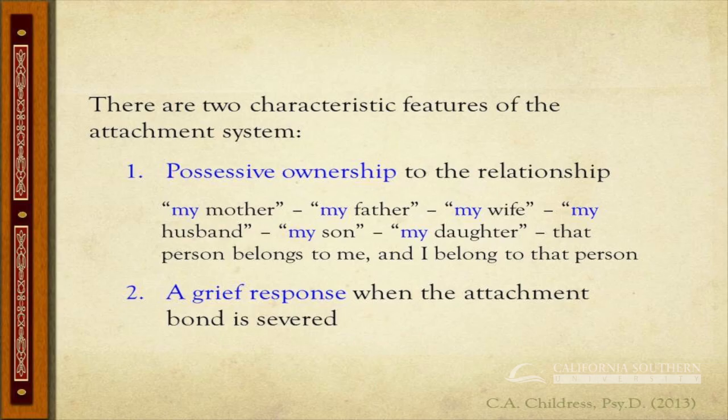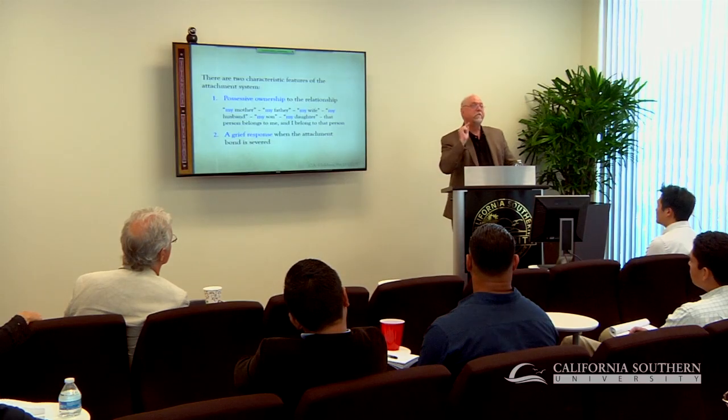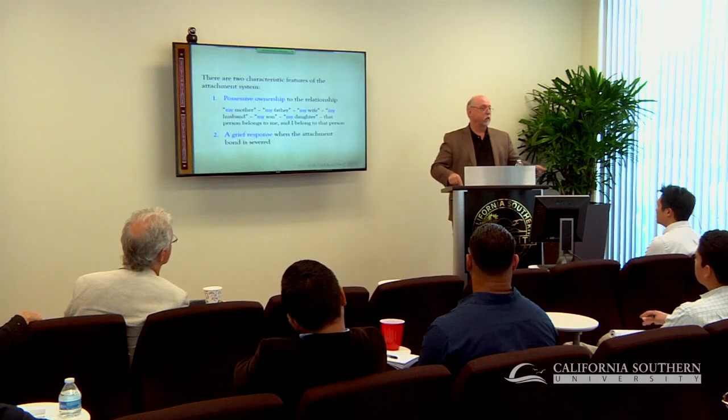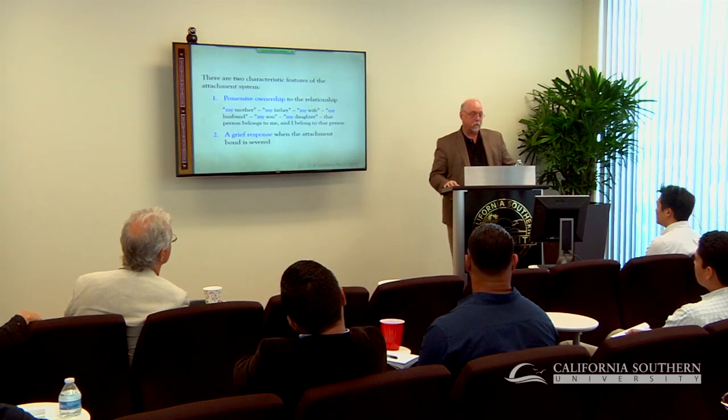The first is a possessive ownership to the relationship. My mother, my father, my husband, my wife, my son, my daughter, that person belongs to me, and I belong to that person. Because if I run to any old adult in the community, that adult may not protect me from the predator. I have to run to a specific person, my mother, to get protection. And I protect my son or my daughter. I don't protect any old kid. And so it's this quality of possessive ownership to the relationship.